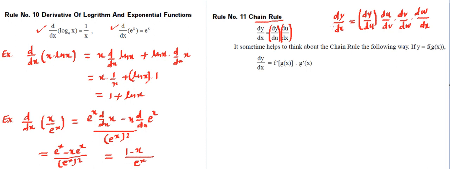Now, when will this be useful? It will be useful when y is given as a function of u instead of a function of x. If y is given as a function of u, then we can find dy upon du. Then if u is given as a function of v, we can find du upon dv. Similarly, we can carry on. Ultimately, some function will be given in terms of x. We will find that differentiation and multiply them to get the final answer. We will take an example, and it sometimes helps. Let's read the next point.